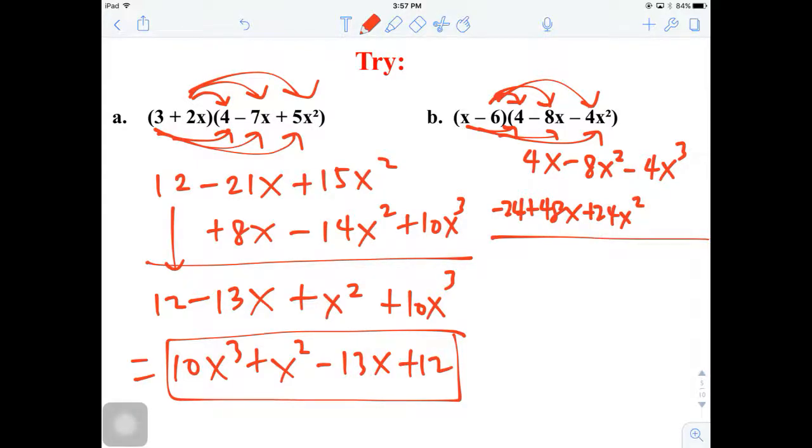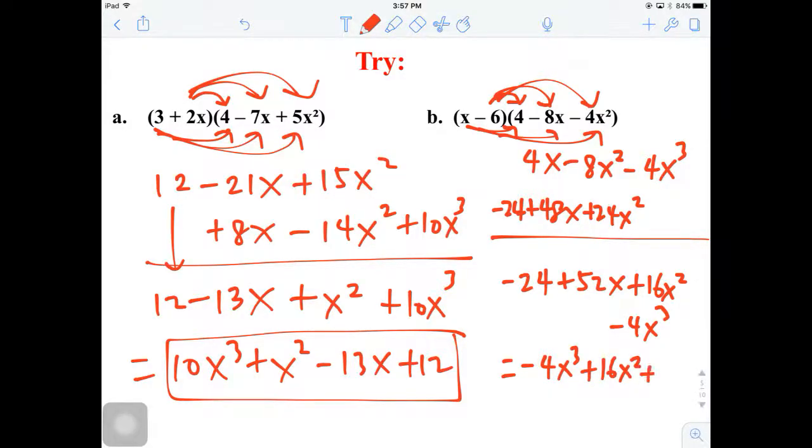I'm going to line it up. And I have a negative 24 by itself plus 52x plus 16x squared and then a minus 4x cubed. Again, we're going to line it up using the standard form. So I have negative 4x to the third plus 16x squared plus 52x and a minus 24 in the back, and that is the final answer.